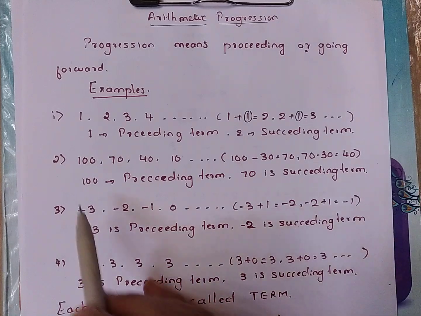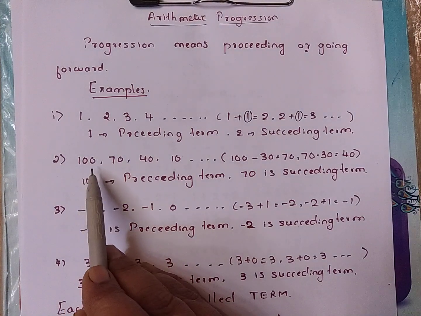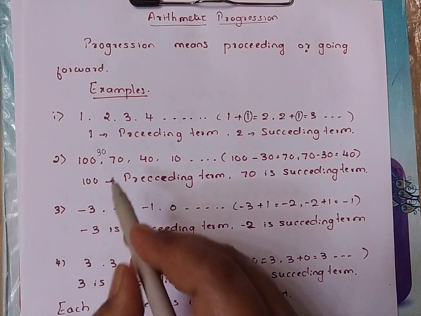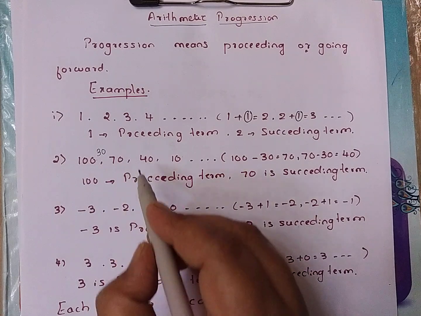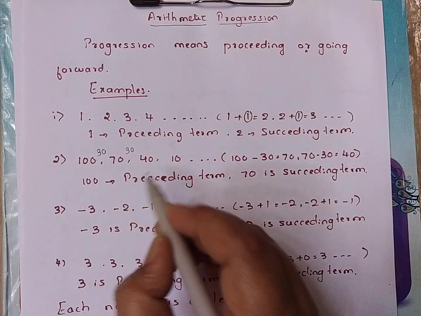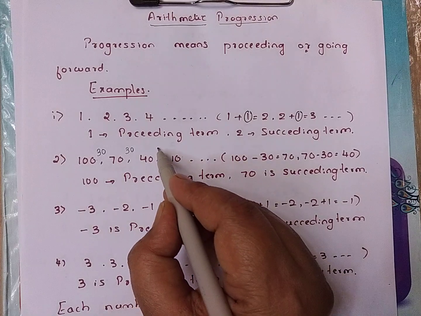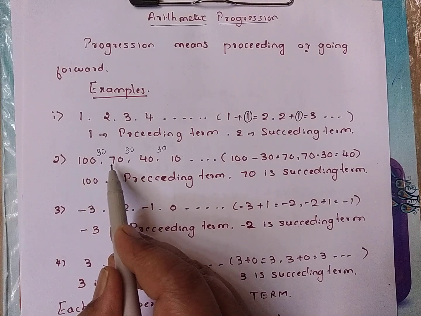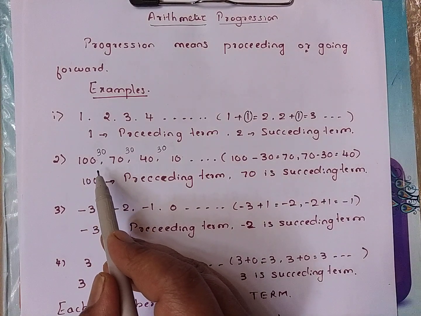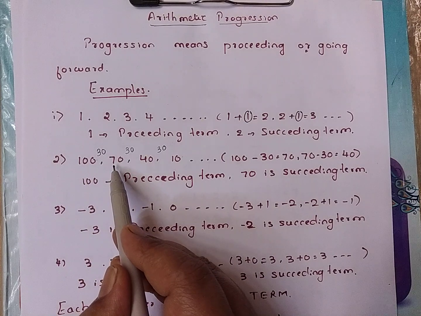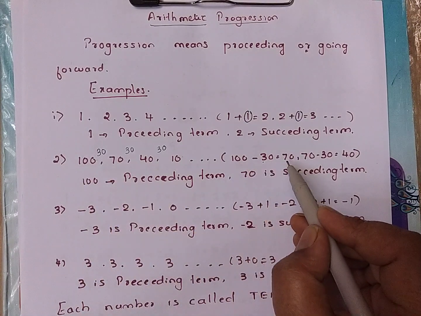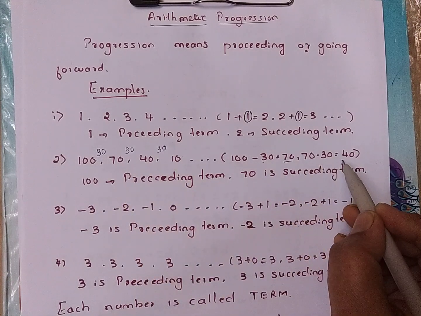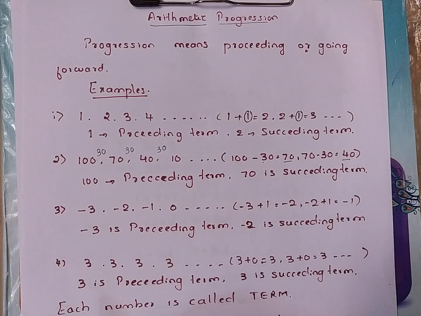Now coming to the second example, 100, 70. What is the difference between 100 and 70? It is 30 here. Similarly, the difference between 70 and 40 is also 30, and between 40 and 10 the difference is 30. So how did we get 30 here? If we subtract 30 from 100, we get 70. Similarly, from 70, if we subtract 30, we get 40. Like this, the series goes on.